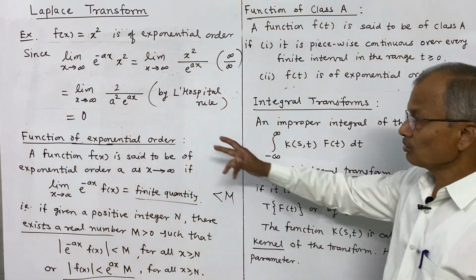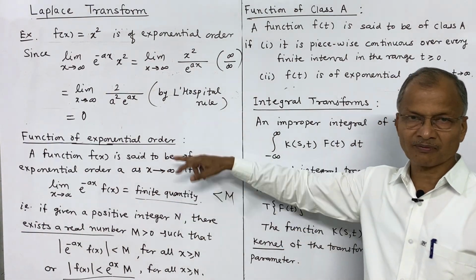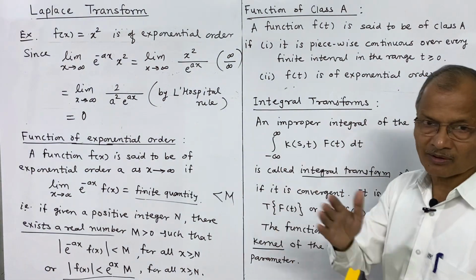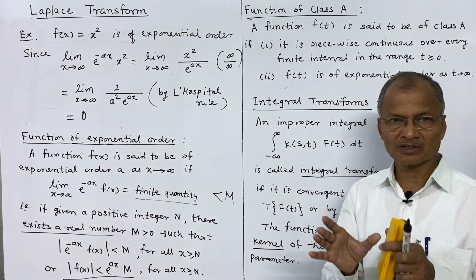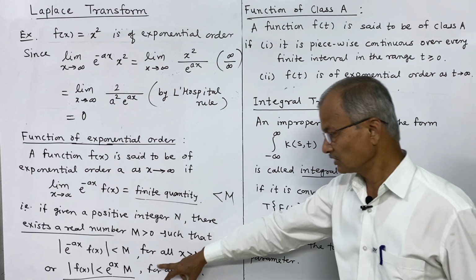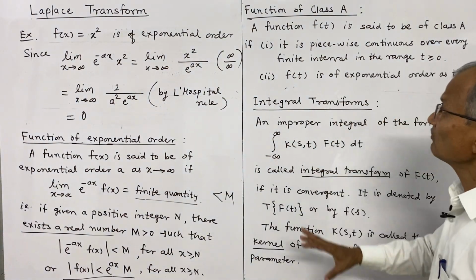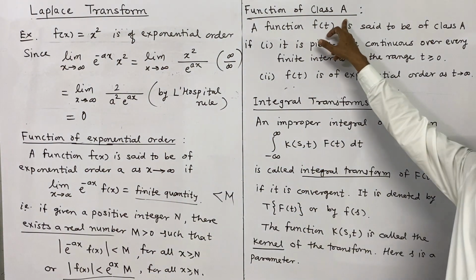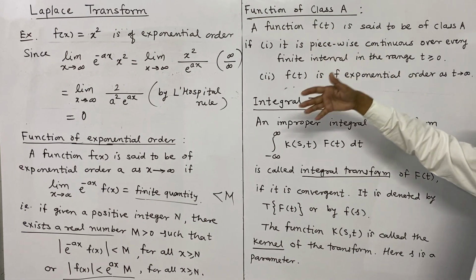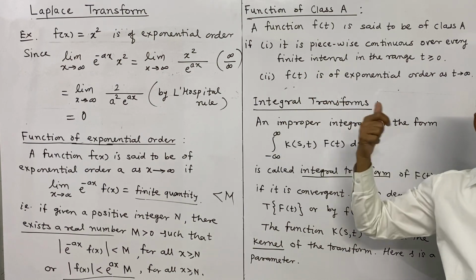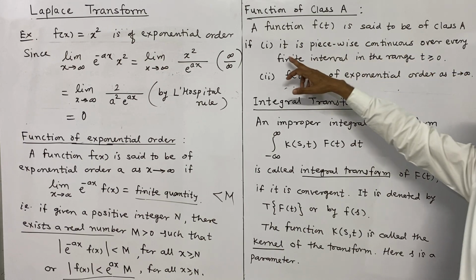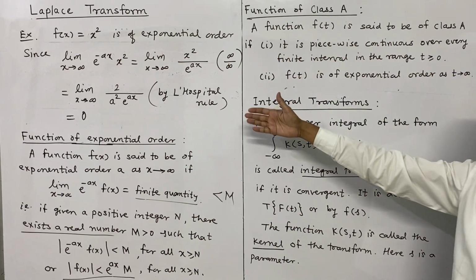Thus we have seen two types of properties of a function. Piecewise continuous means the interval is divided in parts and the function must be continuous in each subinterval. And second is function of exponential order, which has this condition. And then we have function of class A, capital A. We will now denote the function as f of t, and f of t is said to be of class A if it has these earlier two properties.